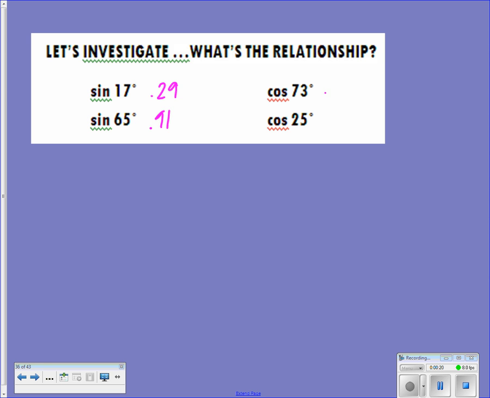Cosine 73, 0.29. Cosine 25, 0.91. Okay, do we think that's a coincidence, or perhaps a ratio or an identity? It is indeed a fact, and there is a relationship. These two gave me the same, and these two gave me the same. That's because their angles are complementary. Good, they add up to 90.